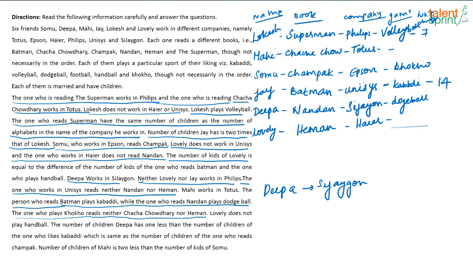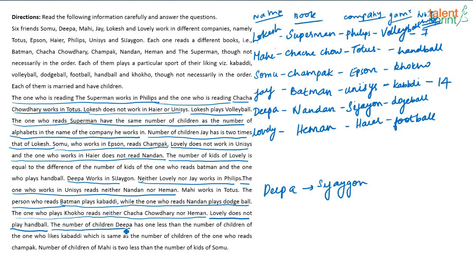Now we have to first find out who plays handball, na? See, here it is given. Again, very easy. Lovely does not play handball. So who has to play handball? Handball can't come here. This has to be handball. So what is this? This is going to be football. So now everything else is done. Only children is pending. Okay. Now when you look at number of children, you know Lokesh is 7, Jay is 14. Right. Now look at this information.